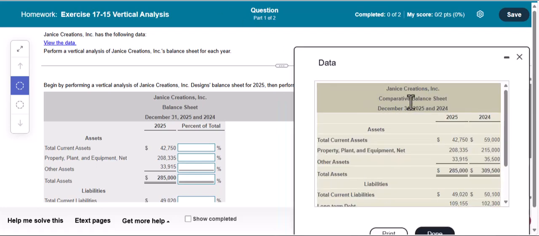So we have the comparative balance sheet here. We have the older year here on the right, which is 2024, and then 2025. But this information is also replicated over here, so we don't need this window to perform this vertical analysis.